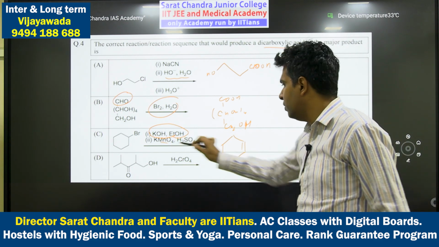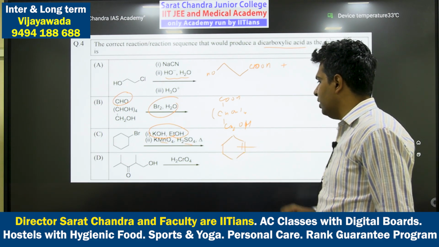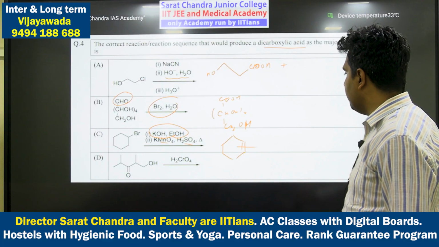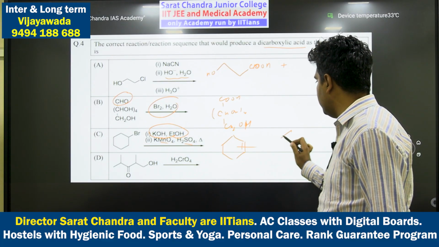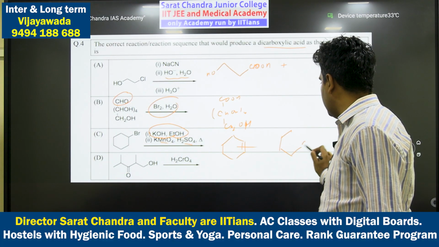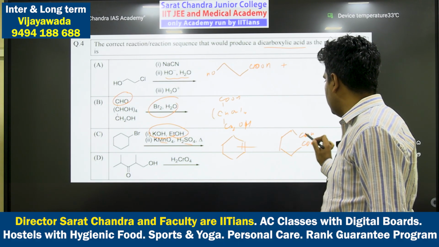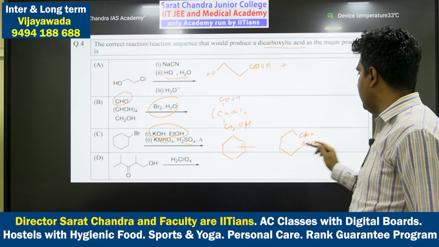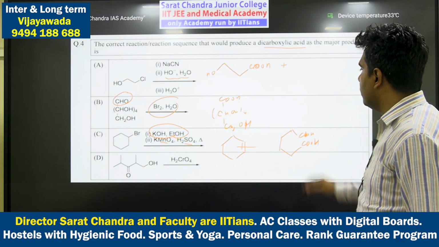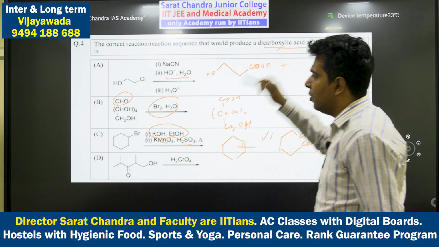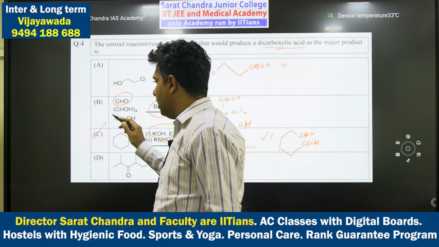Now KMnO4 will do oxidation of this, the double bond will be completely oxidized, and in this case we will be getting dicarboxylic acid. So both the double bonds will be completely oxidized to carboxylic acid. So in this case we are getting dicarboxylic acid. So C will be the answer.